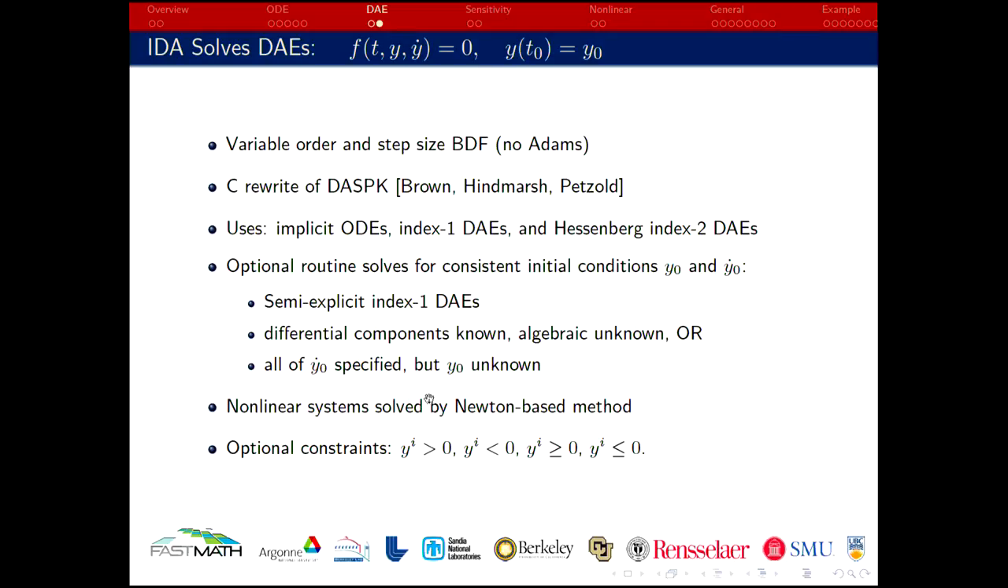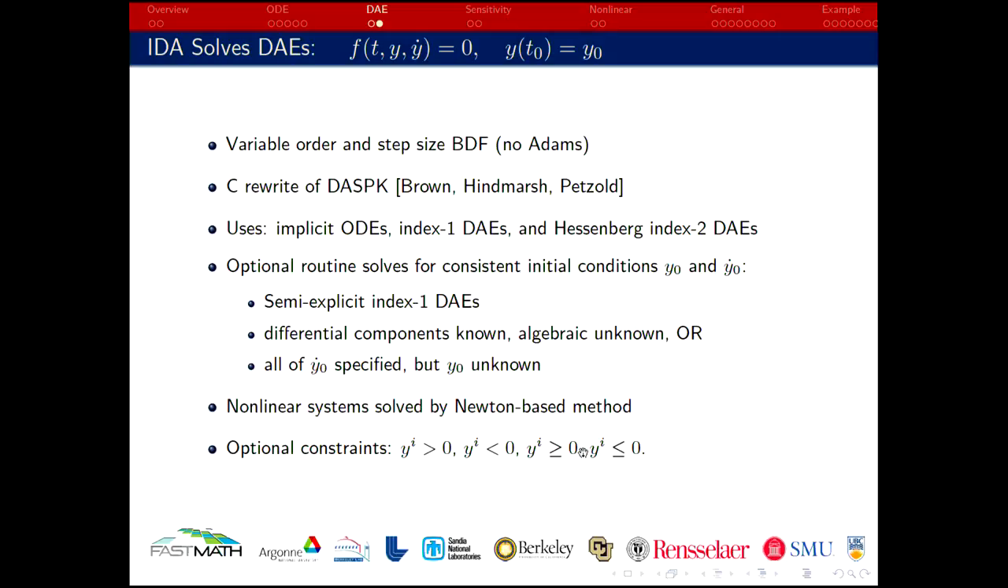All the nonlinear solves are based on Newton's method. And one of the cool things that IDA has that the previous solvers do not is that you can specify constraints. So if you have solution components that just cannot be, they have to be strictly positive, like a density, for example, or a temperature, or has to be strictly negative. Can't think of a physical intuition for that, but let's just pretend there is one. Or non-negative or non-positive values in your solution.